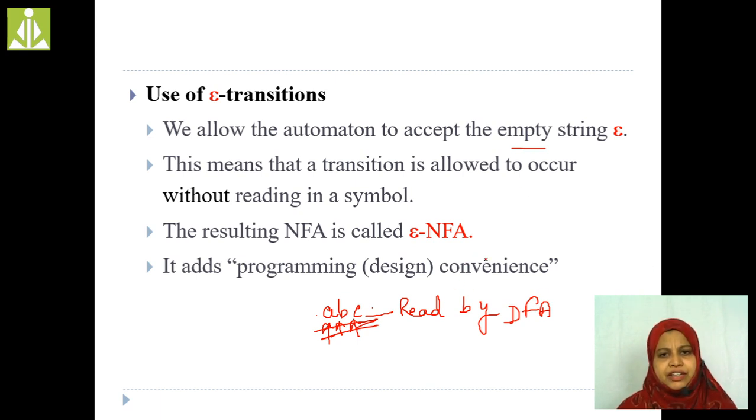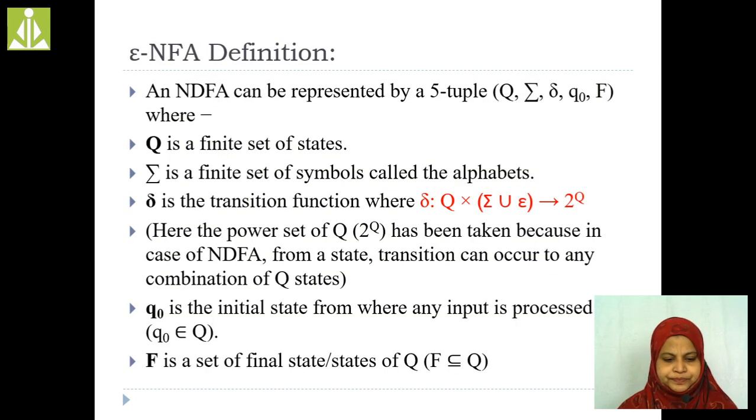Then this type of NFA is known as epsilon NFA. Why are we going to use this epsilon NFA? For our convenience. In some cases, if we want to change the state of the machine, we use this epsilon transition. Epsilon transition means reading the empty string, the input empty string.